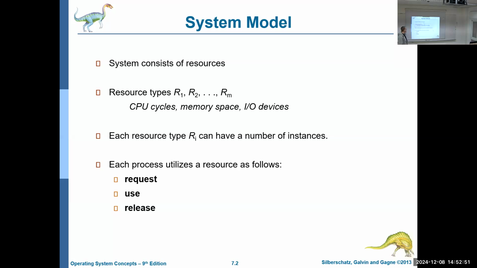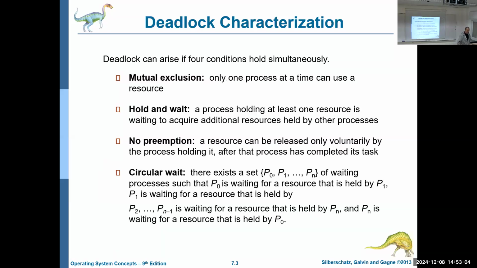Each process utilizes a resource as follows. First, it requests the resource. The operating system then has to handle that request. Then it uses it, and then it releases it, presumably, at some point. We're going to assume that it does release it.